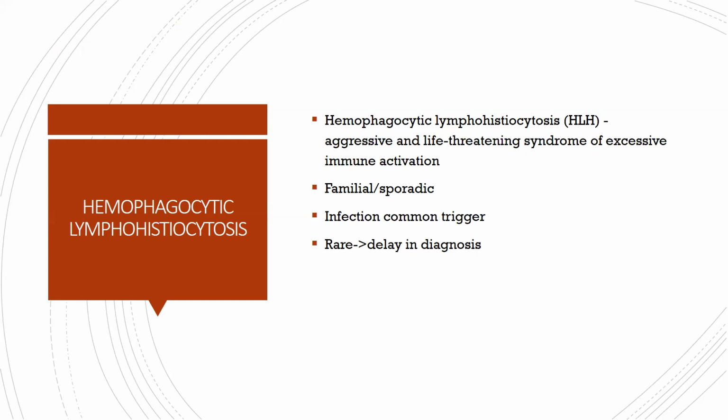A bit on this: it's basically an aggressive and life-threatening syndrome of excessive immune activation. It can be either familial or sporadic. Infection is a very common trigger in this case. Because it's quite rare, sometimes we don't think of it at the back of our mind when we approach a pancytopenia case.